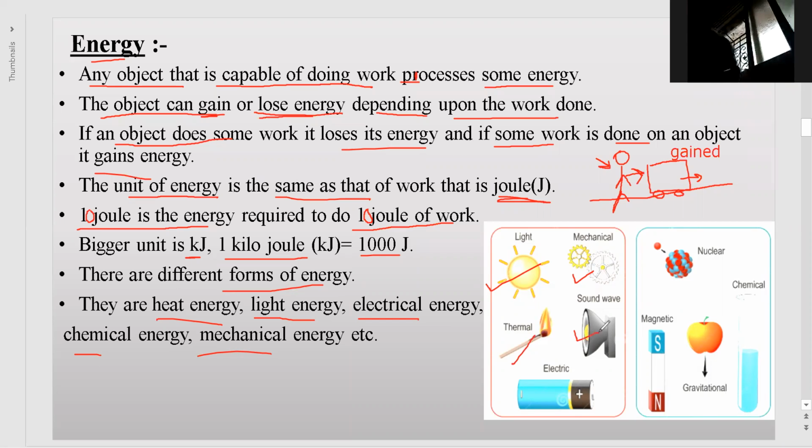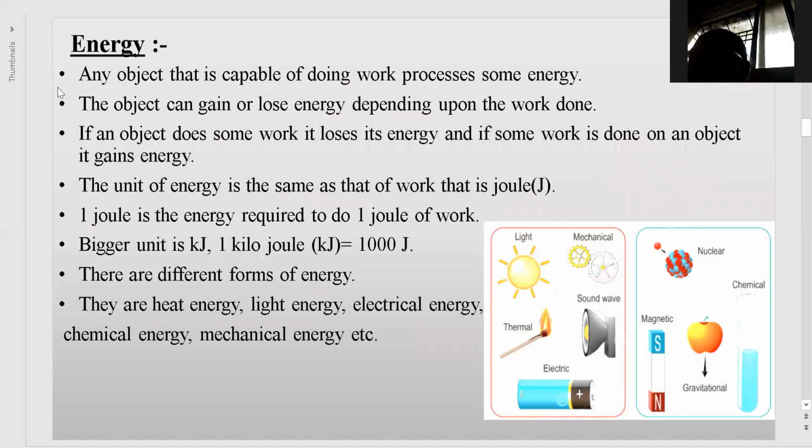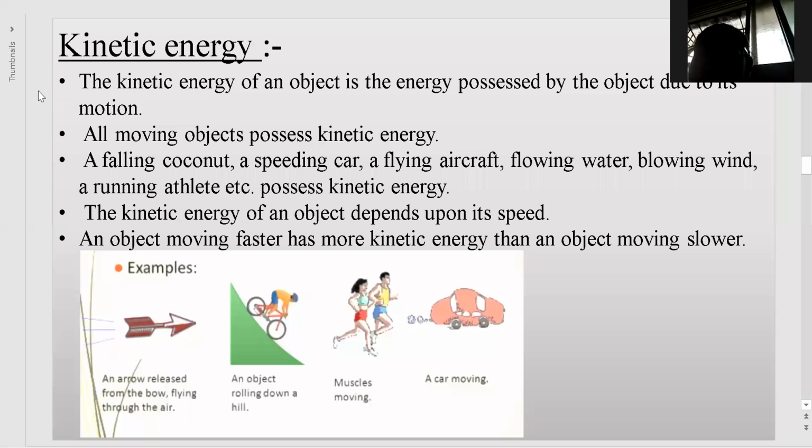There is also sound energy. From a cell we get electrical energy. Here it is nuclear energy, from a nucleus. Understood? So there are various kinds of energy. But in this chapter, we will be discussing only 2-3 types. So first we will discuss kinetic energy.